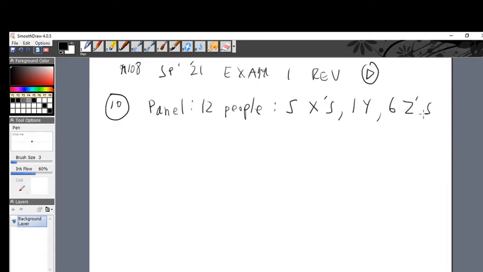Right, so they may make up some story, and the X's will be a certain type of person or thing. The Y will be a person or thing, and the Z's, but they'll all be in the same category. 5 of these, 1 of these, 6 of these. As you can see, 5 and 1 is 6, and 6 and 6 is 12. So it all works out to be 12 people. Fine. Here's the question: how many?